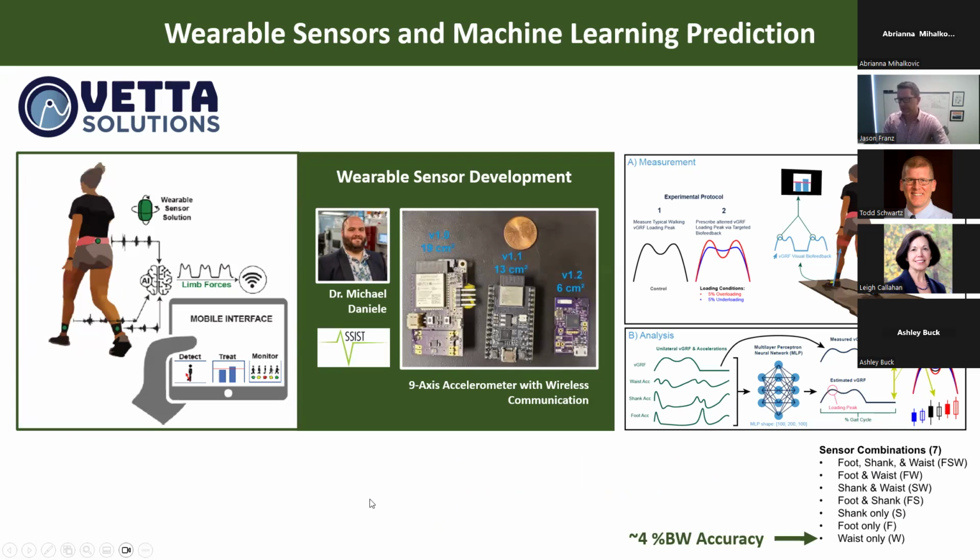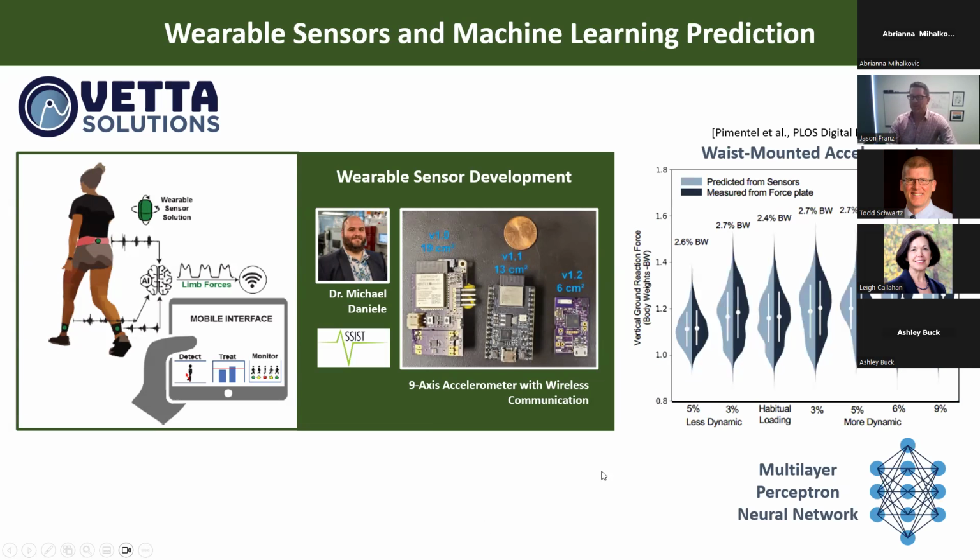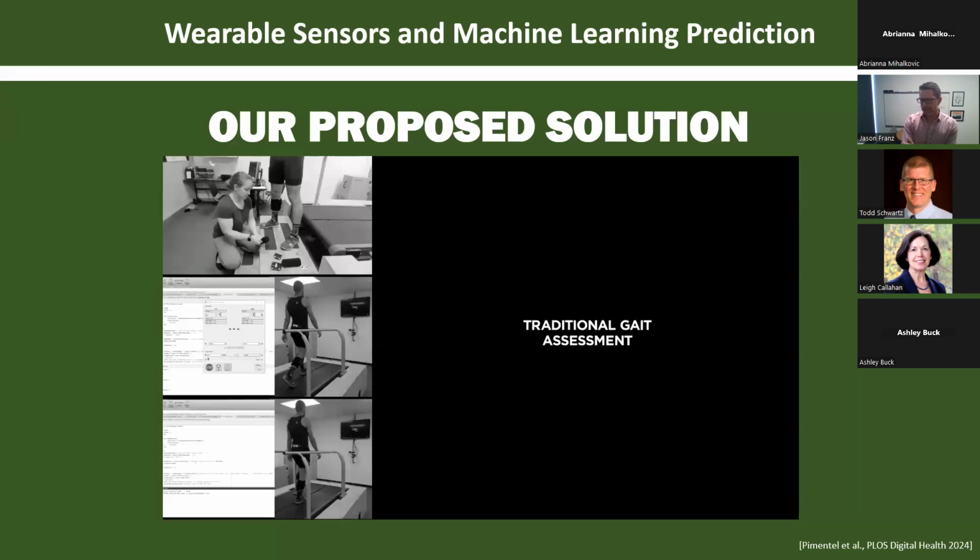And in the published study, we concluded that a waist-only accelerometer could get us pretty close, so about 4% body weight accuracy in predicting the ground reaction force. As with most publications, it takes a while to get that out. And these data are the most recent, which are, if we do even more sophisticated neural networks, we can get that to less than 3, about 2.4, 2.7% body weight using a bit more sophisticated neural networks. And that's with one sensor on the lower back, replacing the need for hundreds of thousands of dollars of laboratory equipment.